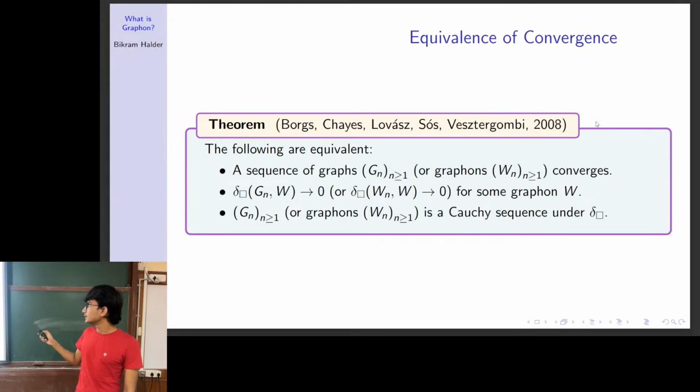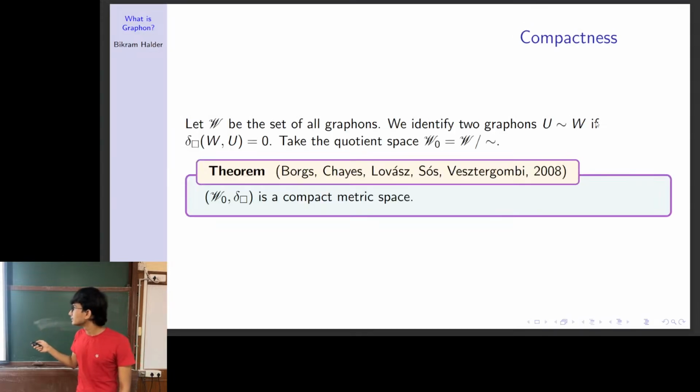We already got completeness here. We just need to show the totally bounded list. Then two graphons might be different, but their cut distance might be 0. Say if you have the Dirichlet function and 0, then their cut distance will be 0.